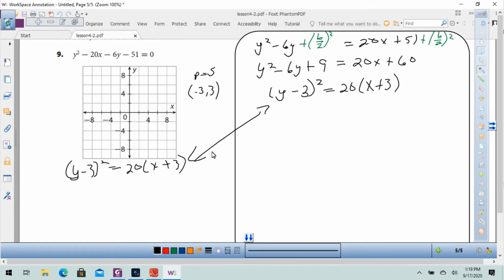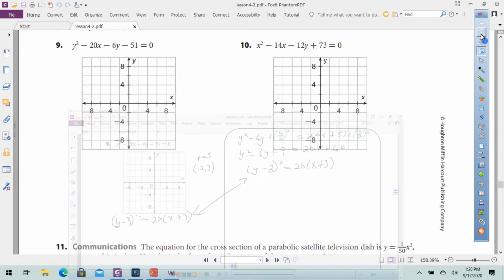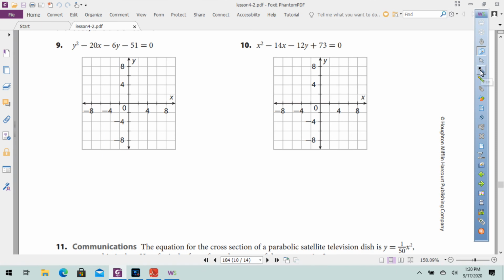So, folks, I'm giving you 2 ways to do it. One with a calculator and one by hand, algebraically.